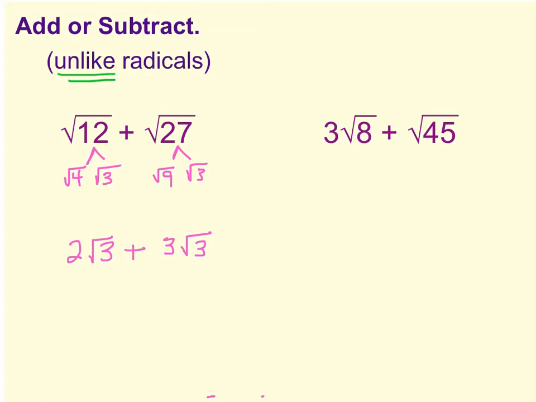And now if you notice that they're both simplified, they actually are like terms. So how many square roots of 3 do you have? 2 of them plus 3 of them gives you 5 square roots of 3.